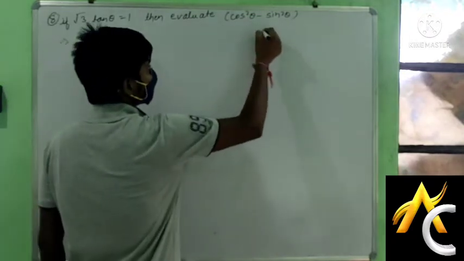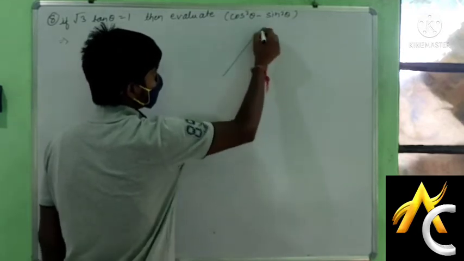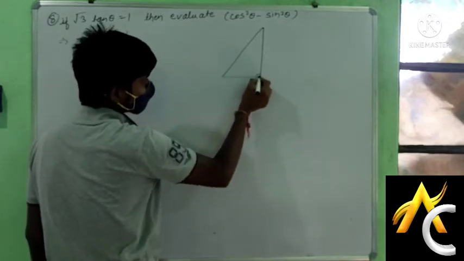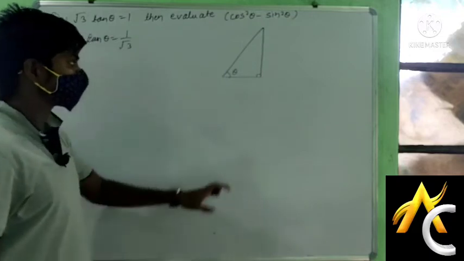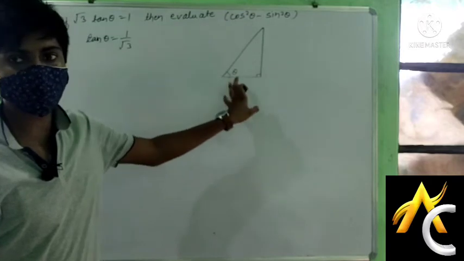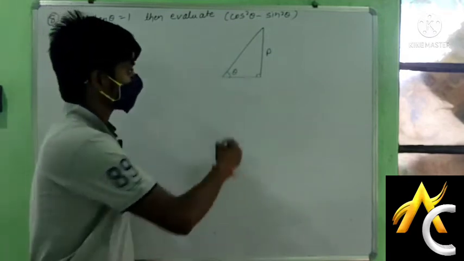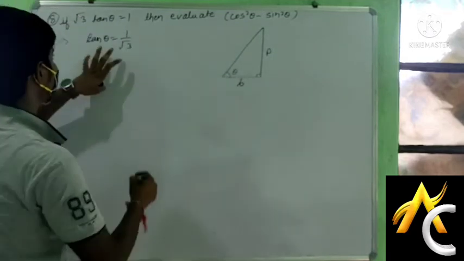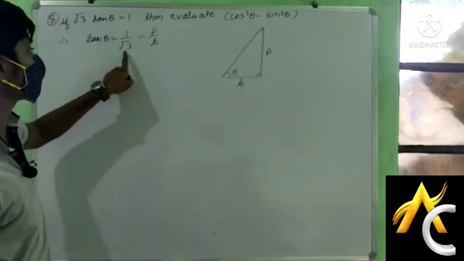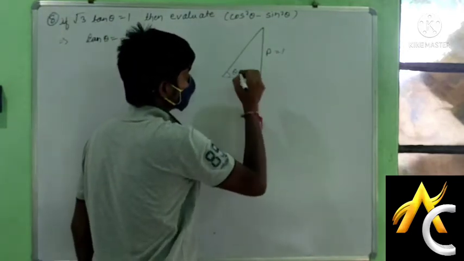Now we are going to draw a right angle triangle, and as we know that tan theta is equal to P by B, so let us consider that in this right angle triangle, this is right angle and this is theta. So for this theta, perpendicular height will be equal to this side, because this side is opposite to theta, and this will be base. And by comparing tan theta, the value of P will be 1 and B will be root 3. Clear?